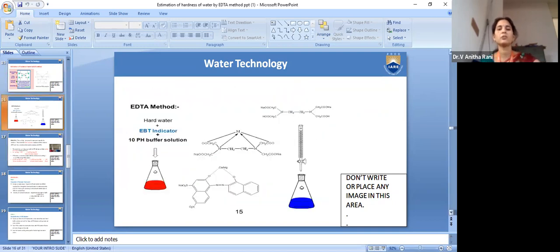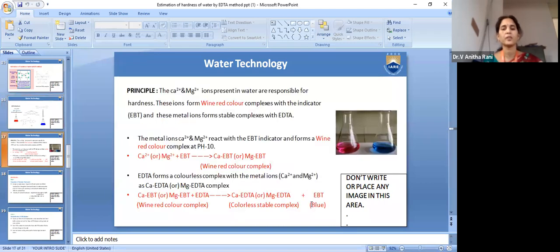So in this, you can understand very clearly. We are taking hard water, EBT indicator, and buffer solution. It turns to wine red color. When you are doing titration with the EDTA, it turns to blue color, means after complete reacting of EDTA with calcium and magnesium salts present in water and forming a complex compound. So students, everybody understood my principle?